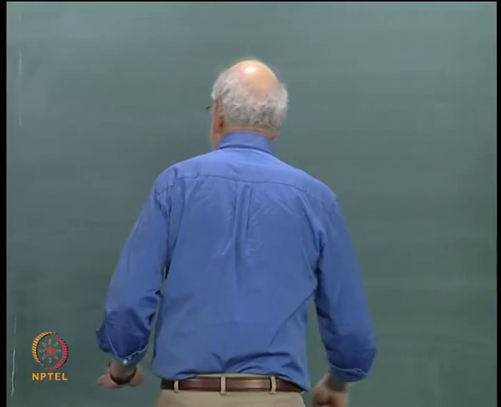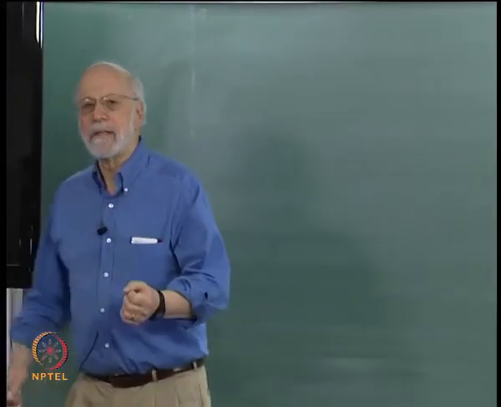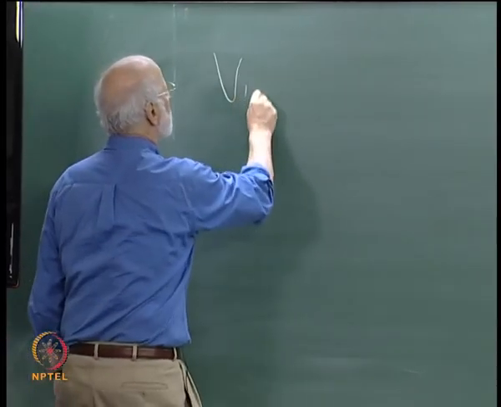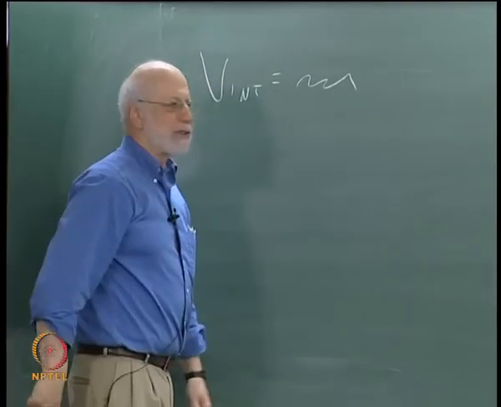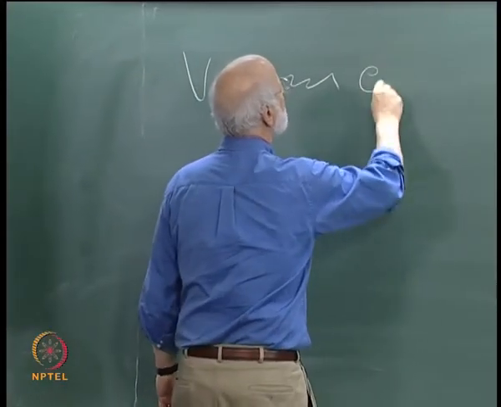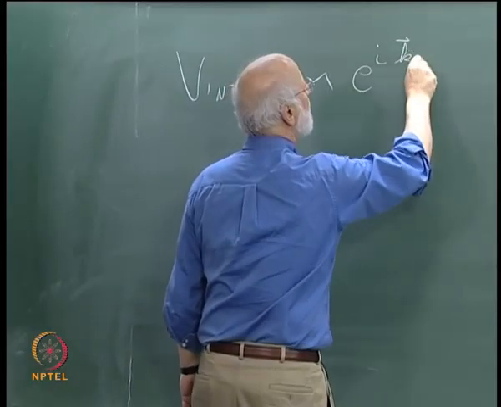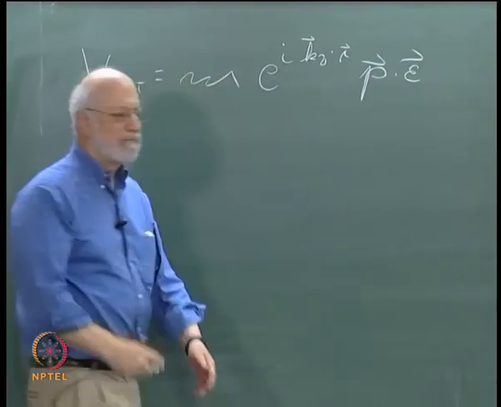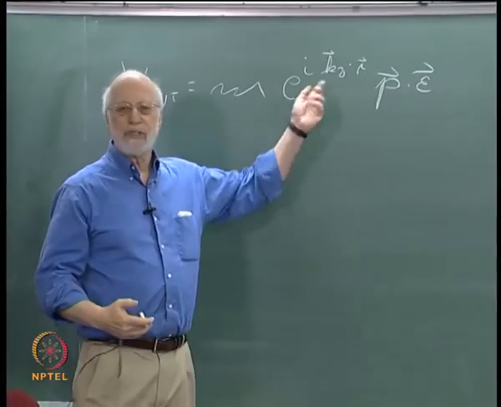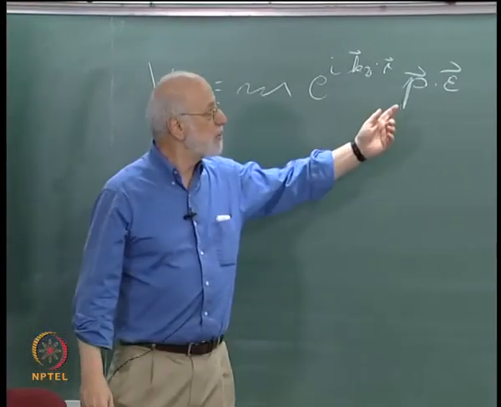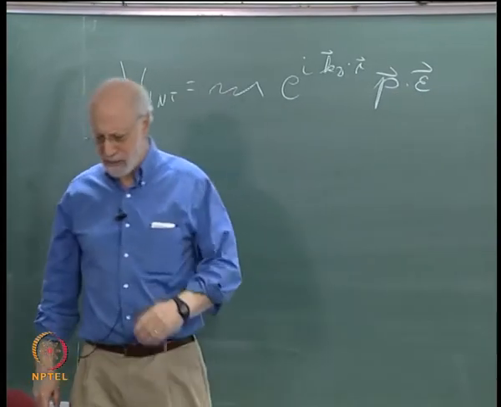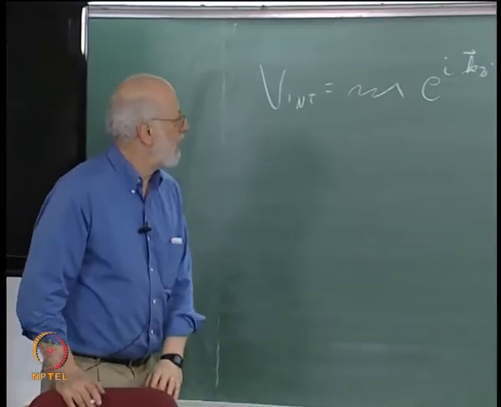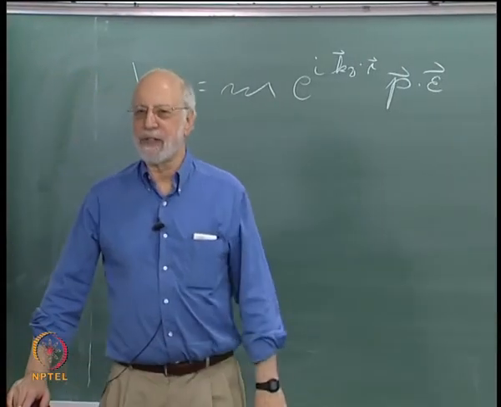And to begin with, light and matter, the coupling goes something like this. The interaction Hamiltonian is a bunch of constants here, and then e to the i k dot r, p dot epsilon. And what these things are: k is the wave number of the light, p is the momentum of the electron, and epsilon is the polarization of the light. This is hard. And so we simplify things.